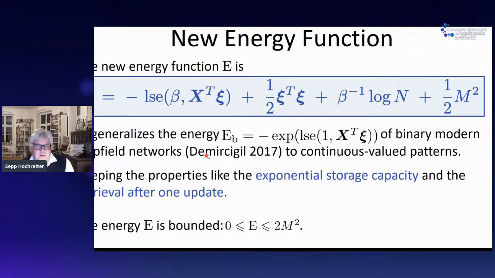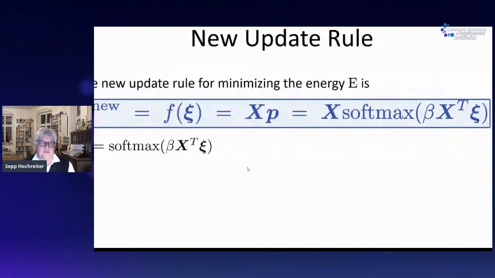The energy function can be written like this. And we see already a similarity of this energy function of the binary modern Hopfield networks with our new Hopfield networks. Ours works for continuous patterns. This works for binary patterns. And it turns out that with this energy function, we can keep the exponential storage capacity, which I will show, and we can keep that after one update we have already retrieved the pattern. The constants are only there to bound the energy between 0 and some constant.